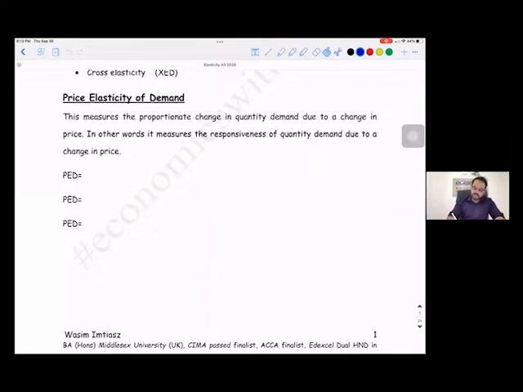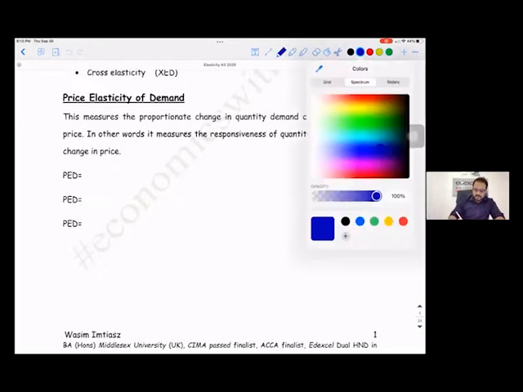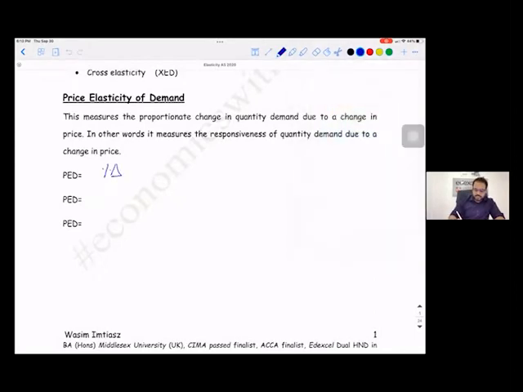The first equation, using a very basic form, is percentage change in quantity demanded divided by percentage change in price. A very common equation used by everyone. If you're doing O levels and you're good in math, use it. But if you're bad in math, there's another equation: change in quantity demanded divided by change in price, multiplied by price over quantity demanded.